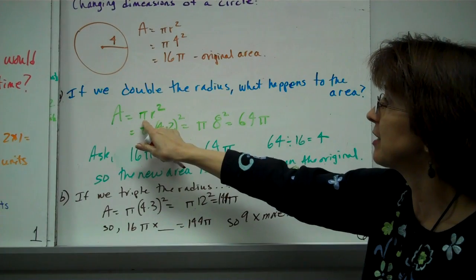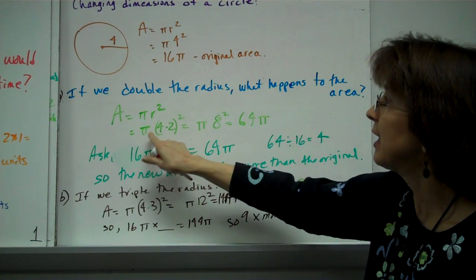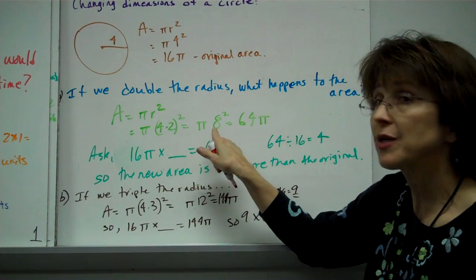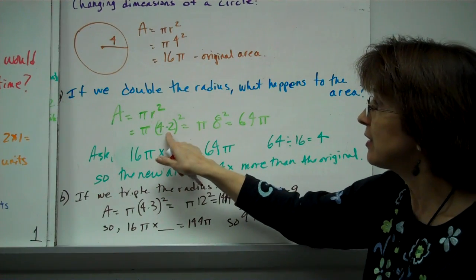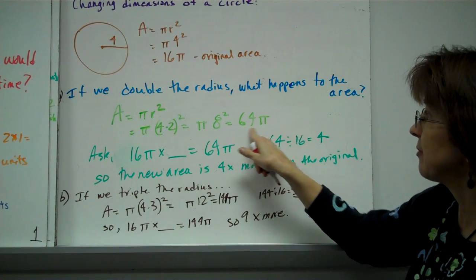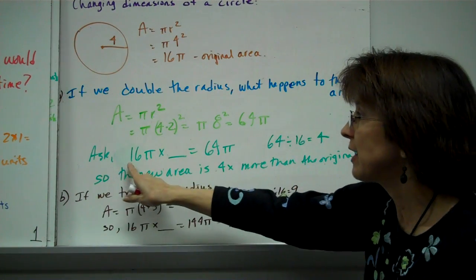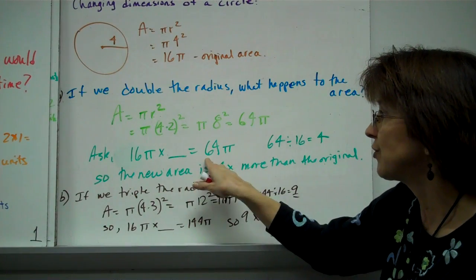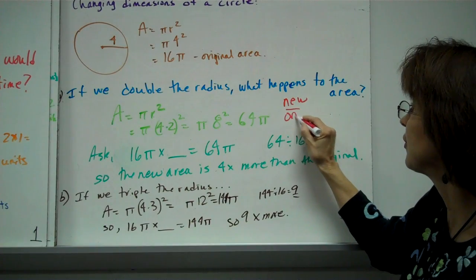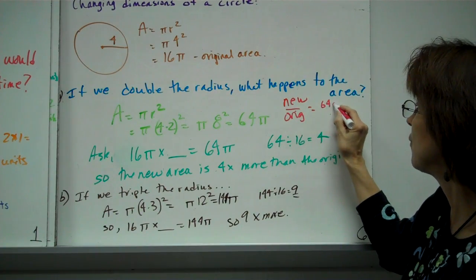And that's what happens, because when you do pi r squared, you do pi times 4, and we said we're going to double it, which is equal to 8, but then we're going to square the 8. So we really did the 2 squared, okay, which makes it 4. And that's going to be equal to 64 pi. Well, you ask yourself, 16 pi times what gives you 64? Or if you want to do the way we did it on the other board, it'd be new over the original. So the new is 64 pi.